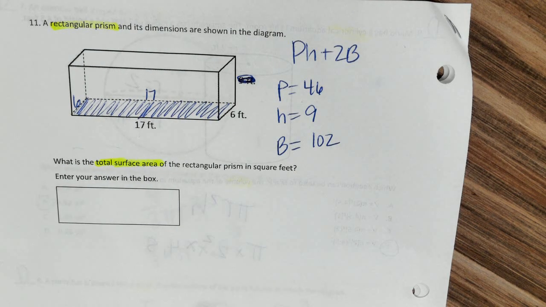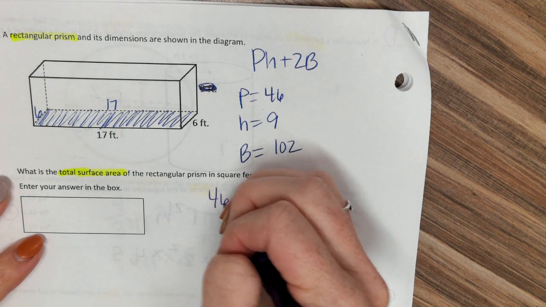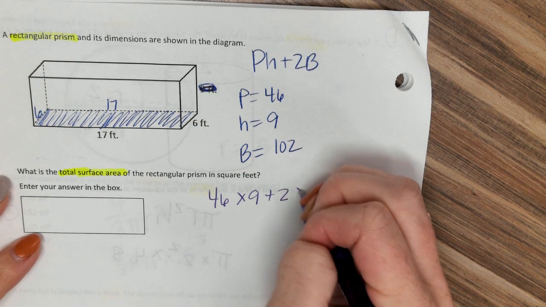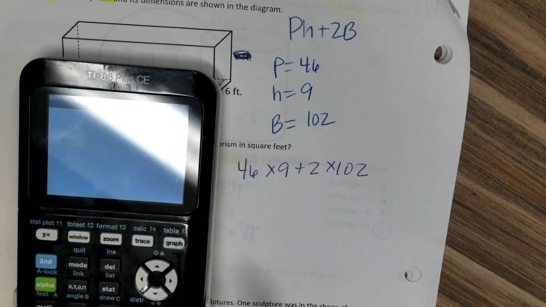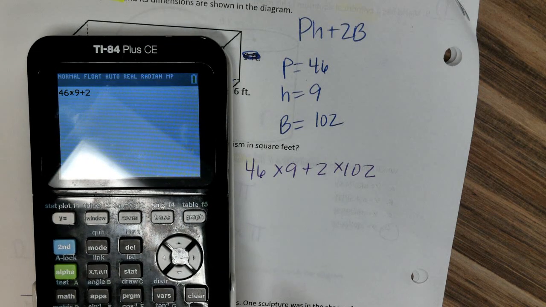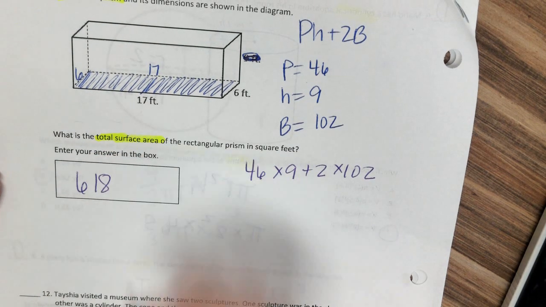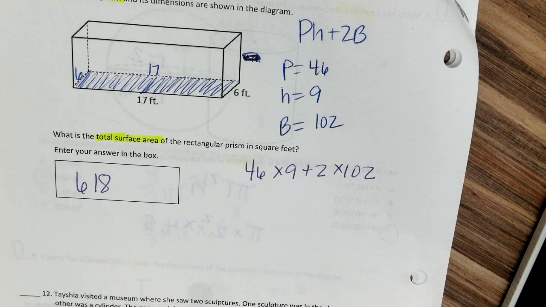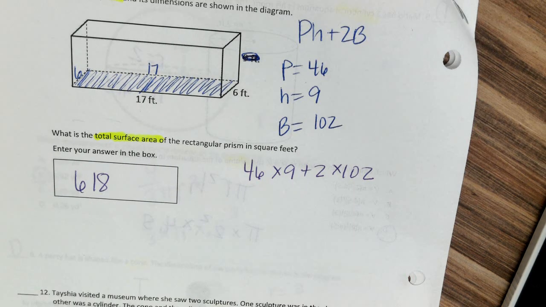Now that I have all my pieces, I plug them in to this formula. So I'm going to do P times H plus 2 times B. P times H plus 2 times B is 618. Now, because you're putting this into Google Classroom, you are not going to put in feet squared. You are only going to put in 618. Does everybody understand? It will count it wrong if you put anything else.